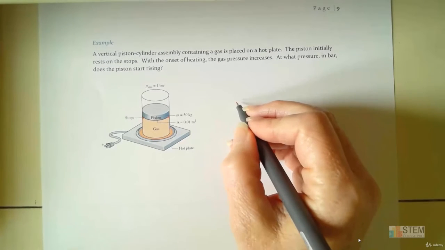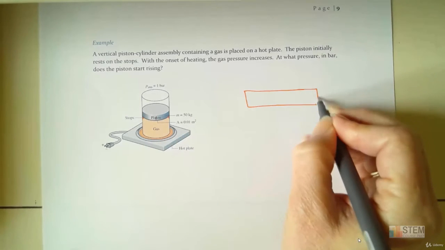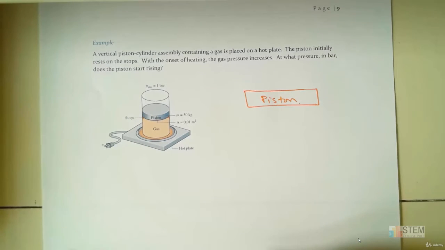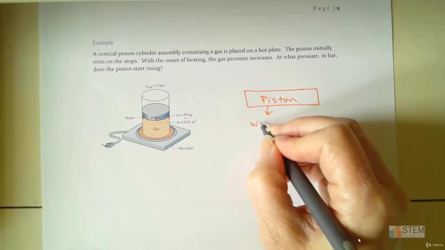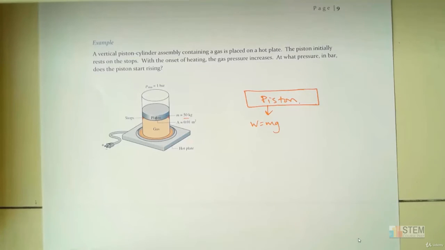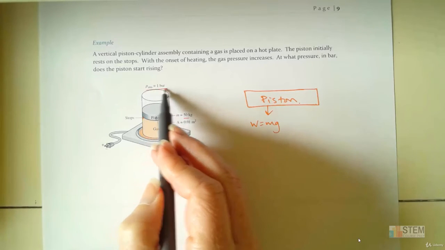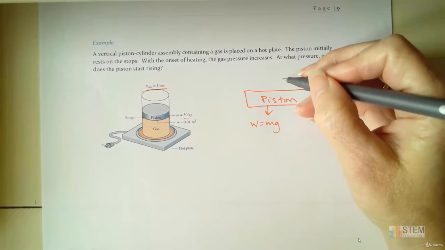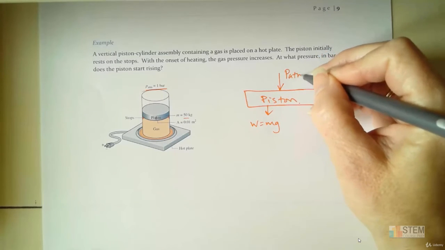All right, so let's go over this one. First thing we're going to want to do is draw a free body diagram of the piston. Now this piston has a mass associated with it. It's 50 kilograms, so let's start with that first. That gives us a weight, which is M times G. Now, if you look up here, this cylinder is open to the atmosphere. So there's going to be an atmospheric pressure, and it's telling us that pressure is 1 bar. So that atmospheric pressure is going to be pushing down on the piston, like that.